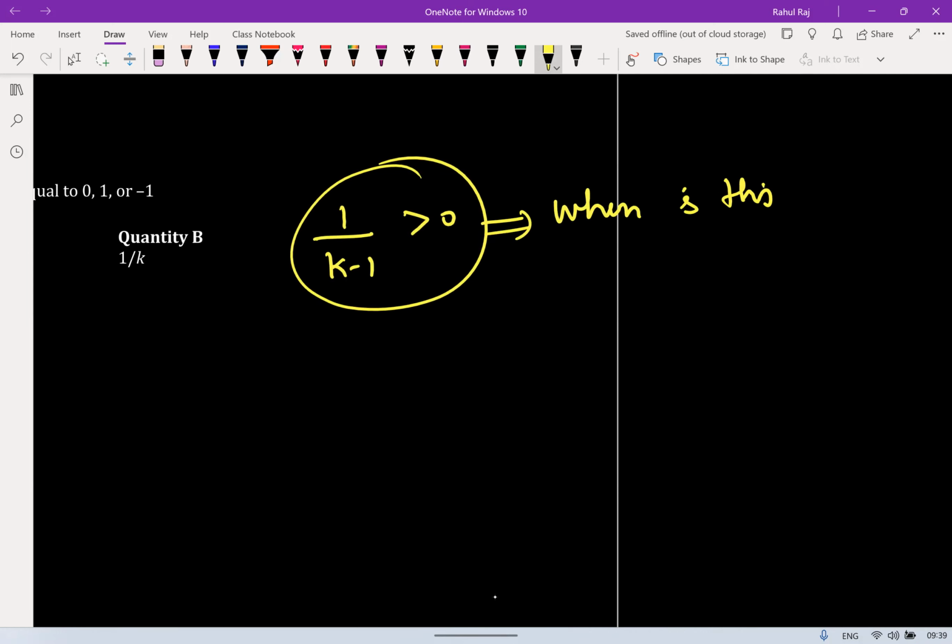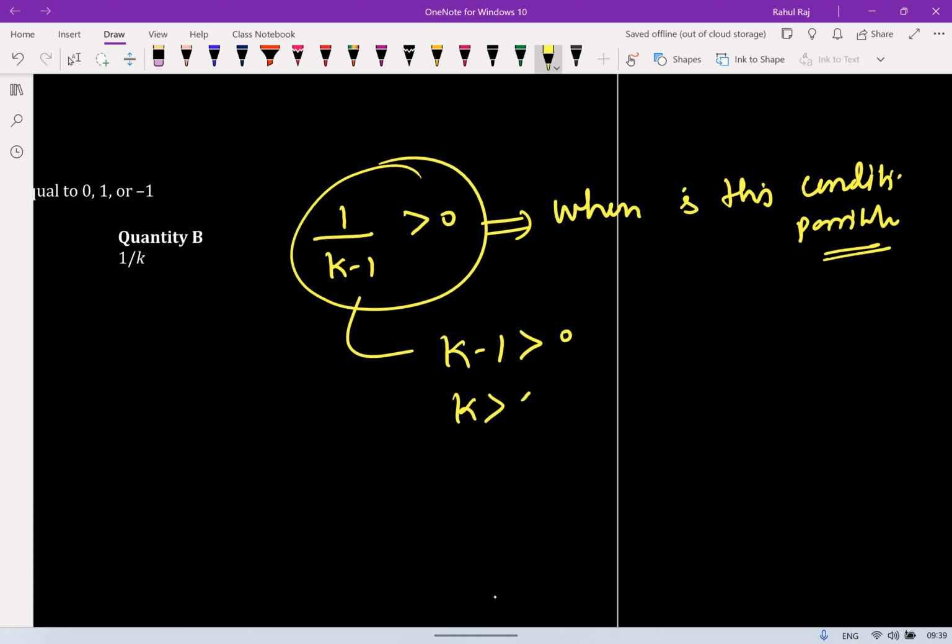There are a couple of possibilities. If the denominator is positive, A by B greater than 0 means the sign of A and B should be the same. 1 is positive, so the denominator should and must be positive. So k minus 1 should be greater than 0, that is, k should be greater than 1. Am I right? Yeah, 100%.